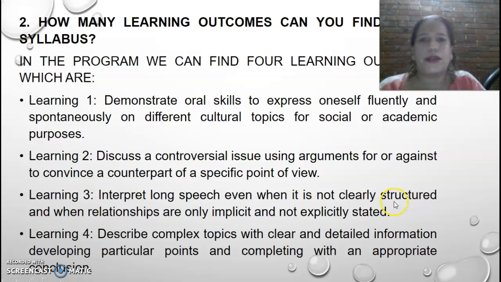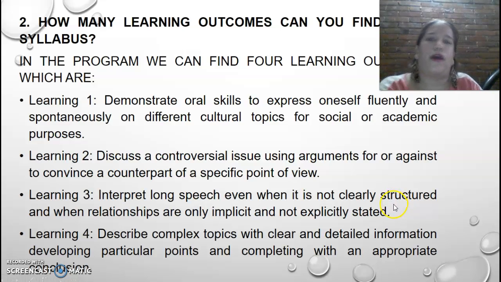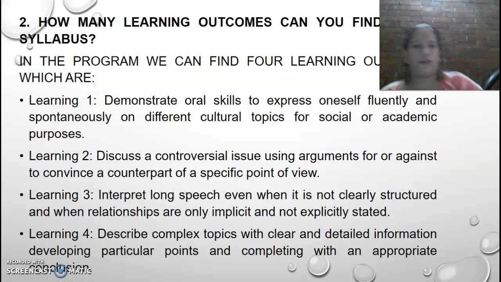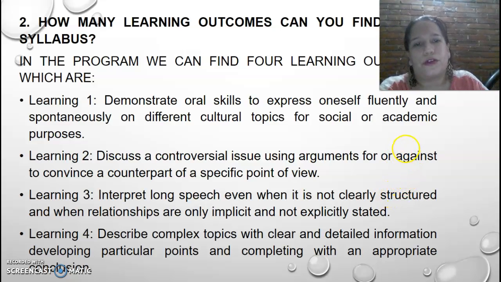2. How many learning outcomes can you find in the syllabus? In the program, we can find 4 learning outcomes. Learning 1, demonstrate oral skill to express oneself fluently and spontaneously on different cultural topics for social or academic purpose.